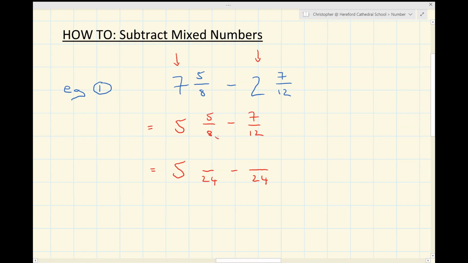5/8. The 8 has been multiplied by 3 to get 24, so 5 needs to be multiplied by 3, 15. The 12ths. Well, the bottom's been doubled, so the top must be doubled, 14. Now, I've got my 5 wholes, and I've got 15 24ths, take away 14 24ths. Don't make the mistake of adding them. 15 24ths, take away 14 24ths is 1 24th. Now, have a final look at that answer. Can it be cancelled? No, it can't. And that is that question complete.